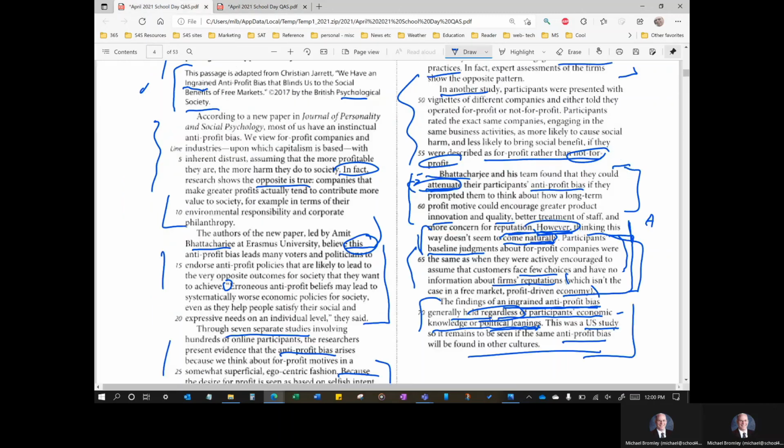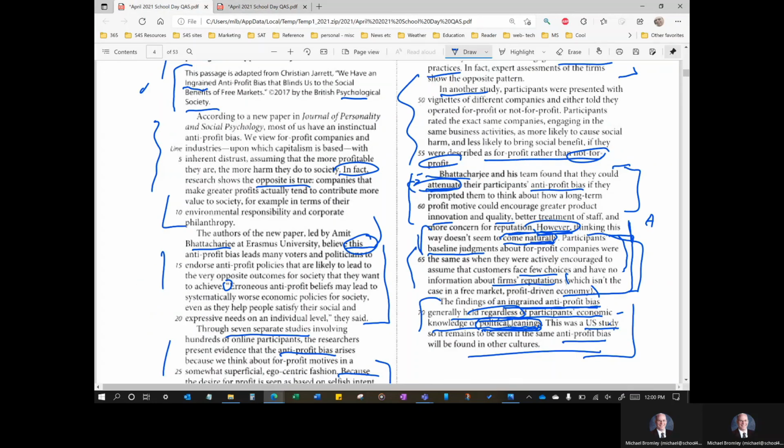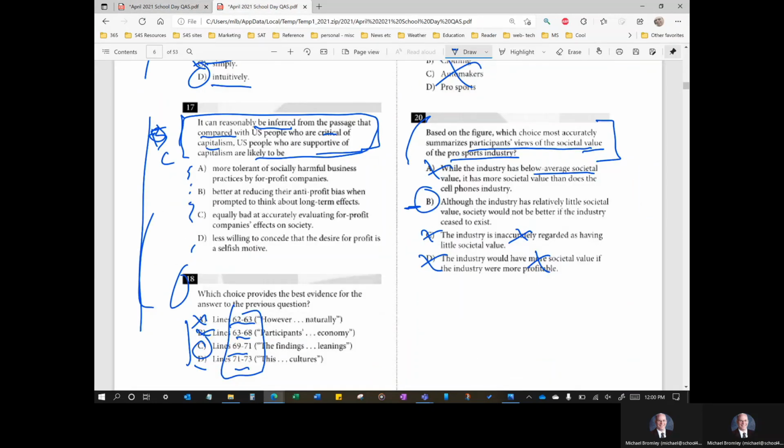C only tells me that regardless of what people know about economics or their political leanings, and I guess their political leanings could infer pro or contrary attitudes toward capitalism, right? So I might have a left-wing socialist and a right-wing capitalist. So that could infer people's views towards capitalism. So I can't eliminate it based upon that alone. But let's see what it does. It just tells me regardless of their knowledge or their political leanings, they hold the bias.